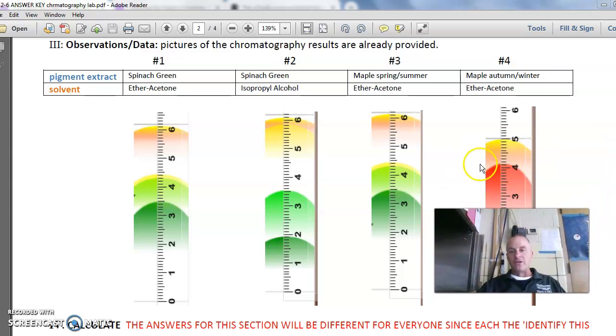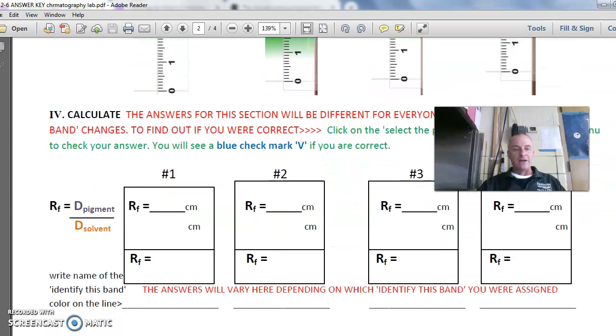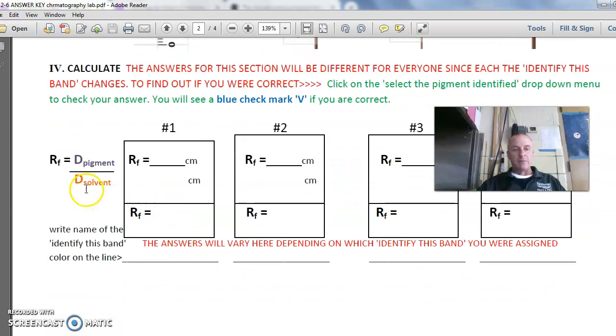On number 4, the solvent looks like it only went up to 5 centimeters or so. That would be the number that goes on the denominator, the number that's on the bottom. The number on the bottom is how far the solvent traveled, and that's the little gray line. How far the pigment traveled, you measure to about the center of the pigment, and then you divide those two to get the RF value, the retention factor.